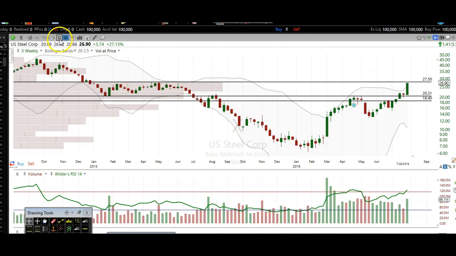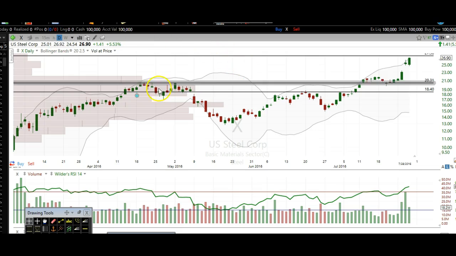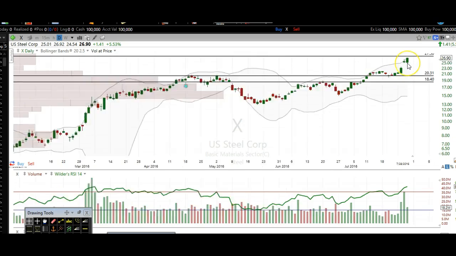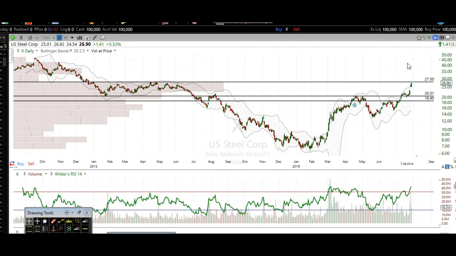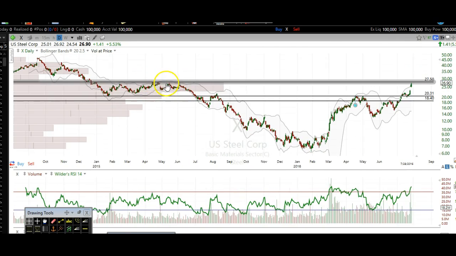And X, I'm going to go back to the daily chart here. You can see a nice bullish move over this resistance, over this resistance, over this resistance. You can see that we bounced off of it, and then we're heading higher. We're coming up to our next resistance level right here, from the highs of these candles right here.